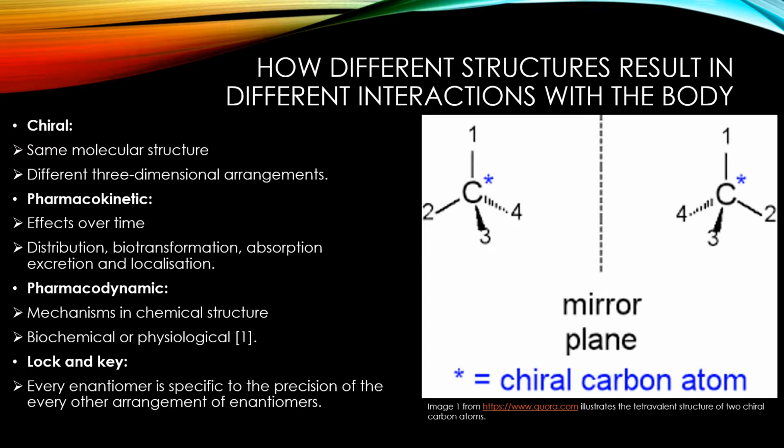Whenever isomers are involved in industrial applications, it is mostly associated with the development of singular amounts of enantiomers within chiral drugs, which is known as chiral switching. These types of drugs also have different pharmacokinetic and pharmacodynamic properties. Pharmacokinetic properties are based on the effects of drugs over time, and pharmacodynamic properties are based on the mechanisms in the chemical structure of drugs.